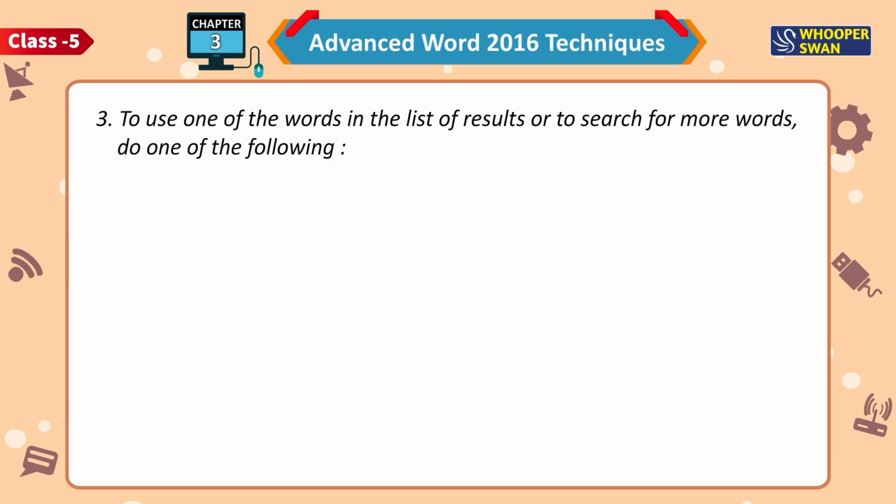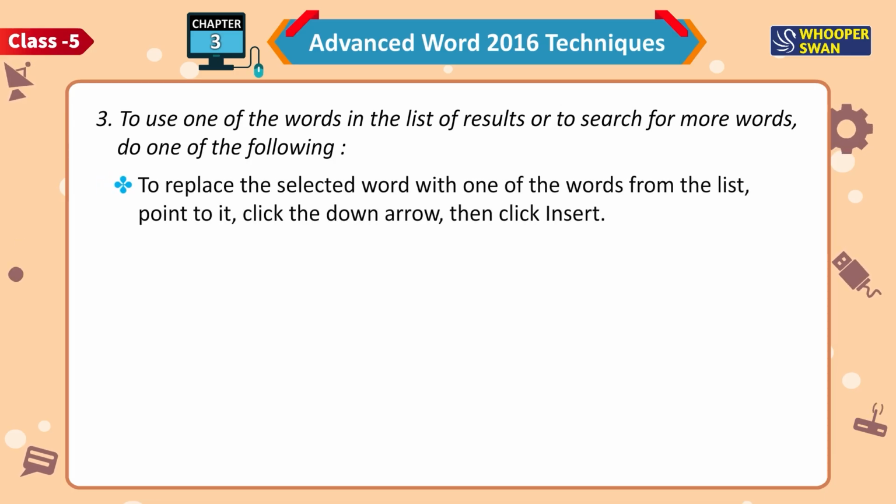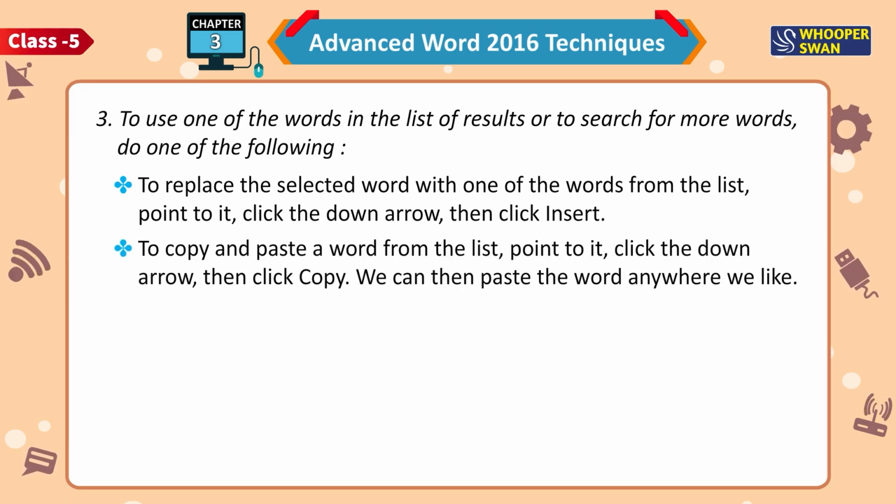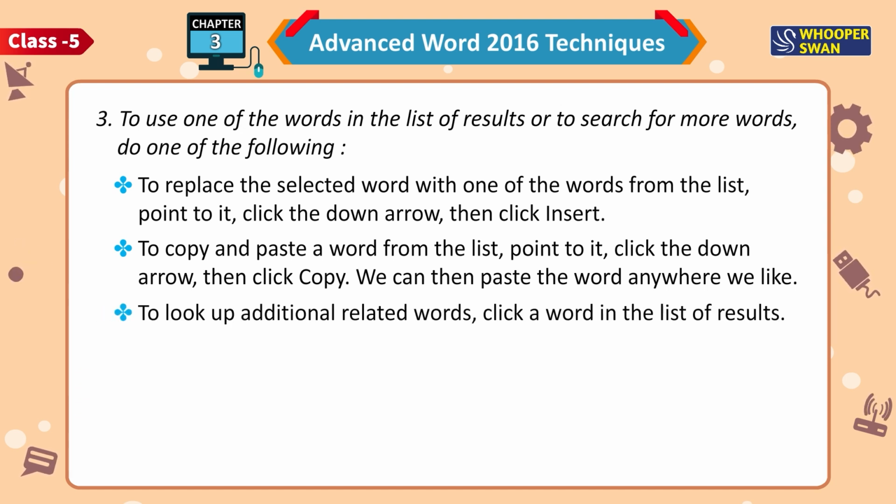To replace the selected word with one of the words from the list, point to it, click the down arrow, then click Insert. To copy and paste a word from the list, point to it, click the down arrow, then click Copy. We can then paste the word anywhere we like. To look up additional related words, click a word in the list of results.